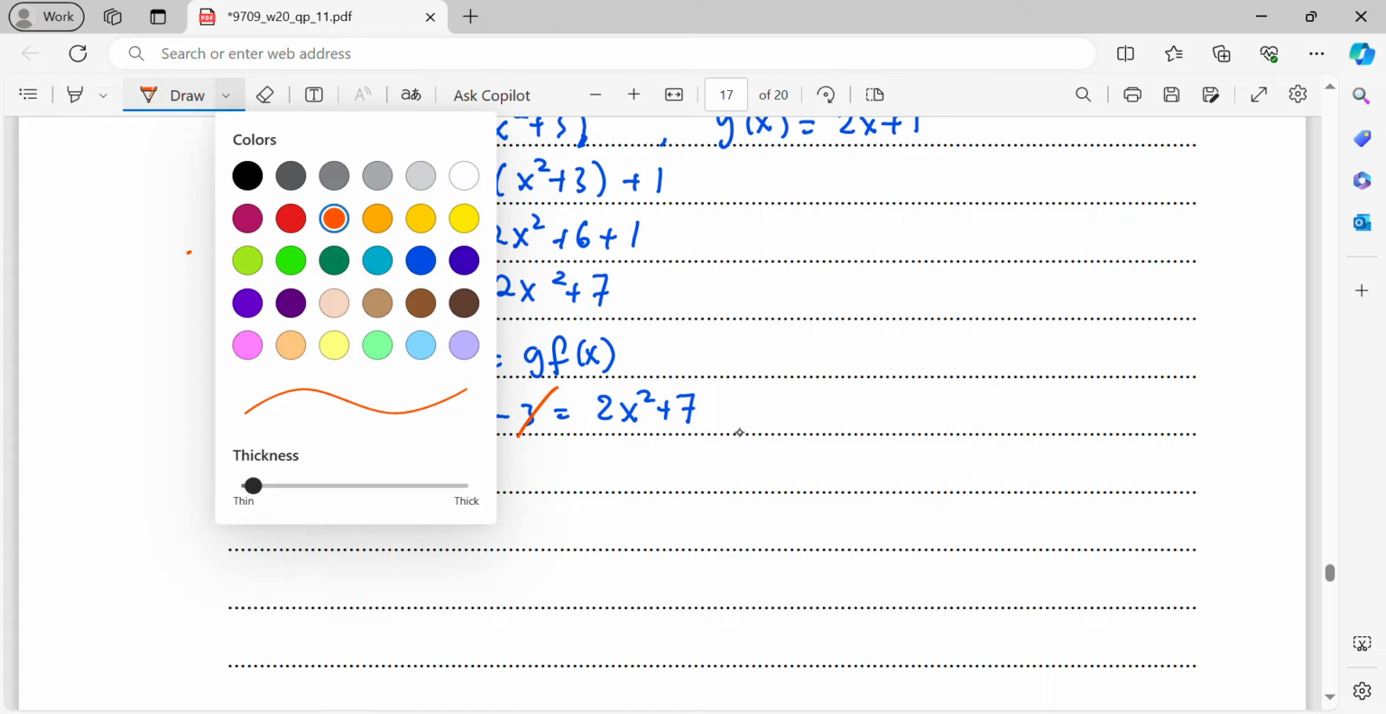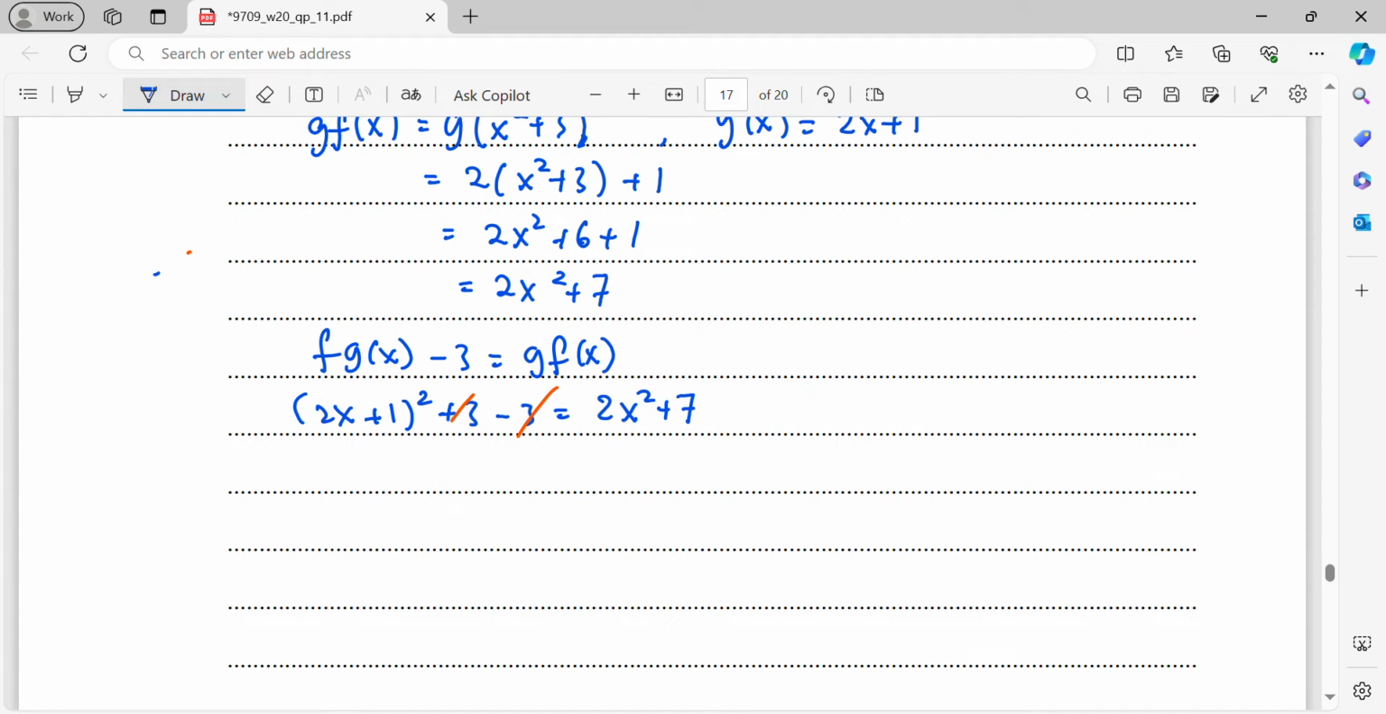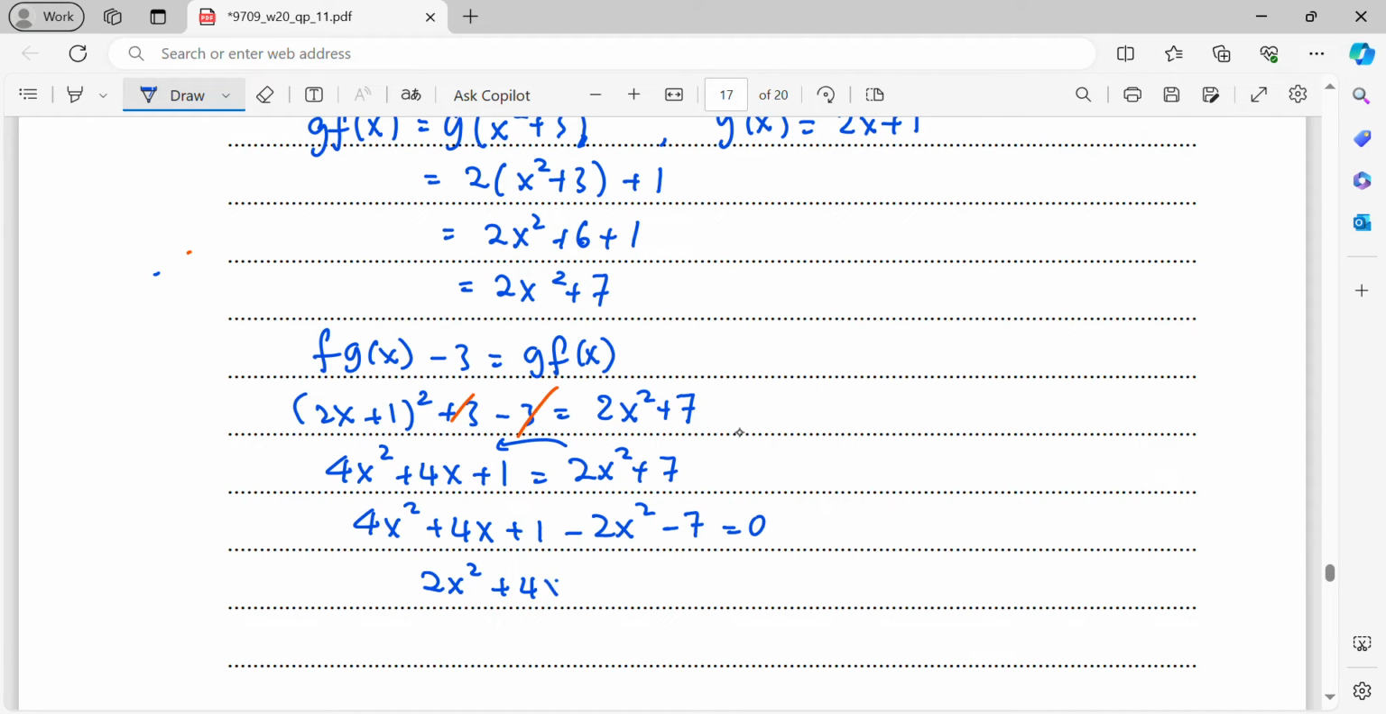Then now just do expansion. So I will get 4x squared plus 4x plus 1. Right side, 2x squared plus 7. So move all the terms to the left hand side. So 4x squared minus 2x squared, 2x squared, plus 4x, plus 1 minus 7 is minus 6. So I can divide the whole equation by 2.